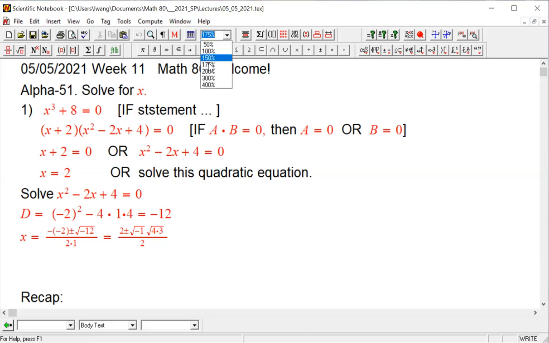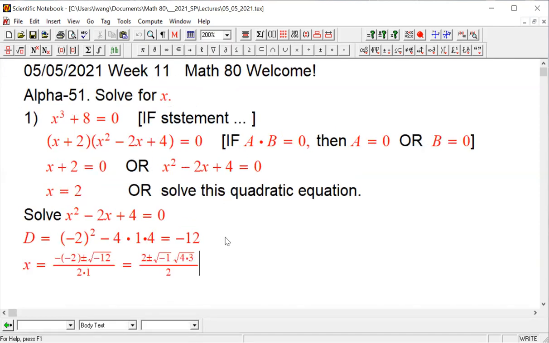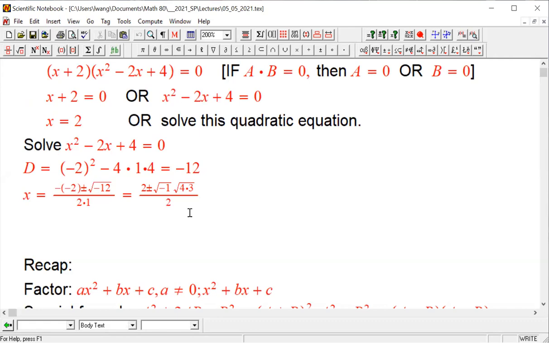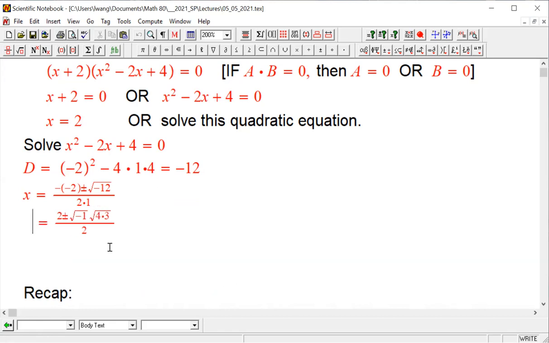Do you guys see that well? Okay, and then afterwards, let me put this beneath it. Afterwards, what we get is that the square root of negative 1 is i, and root 4 is 2. So we take the 4 out. So this is 2i times root 3.